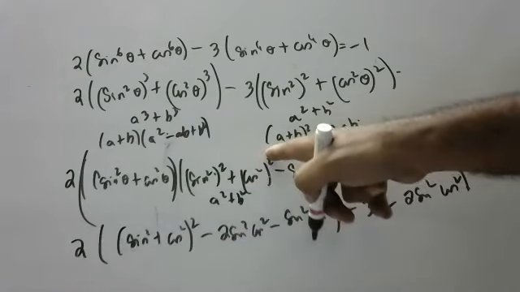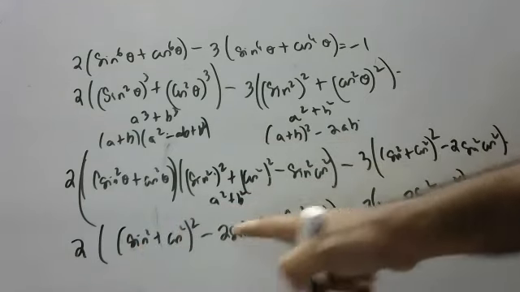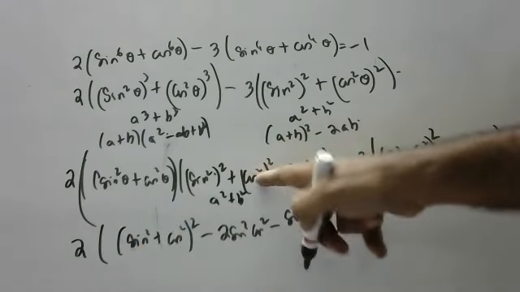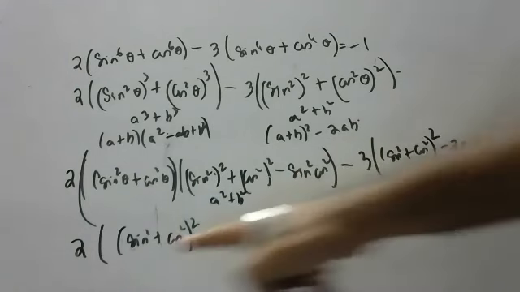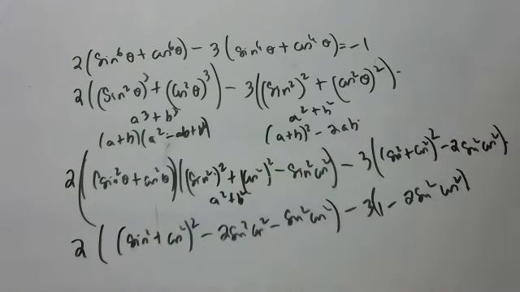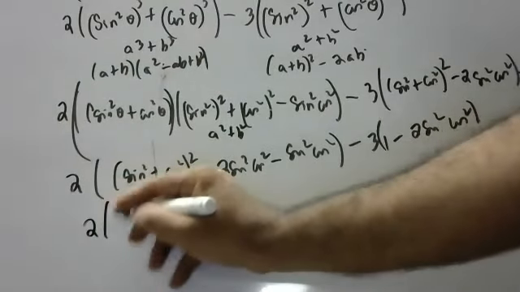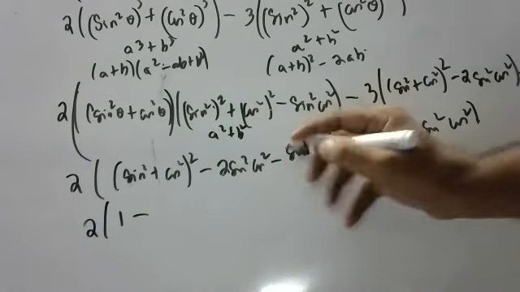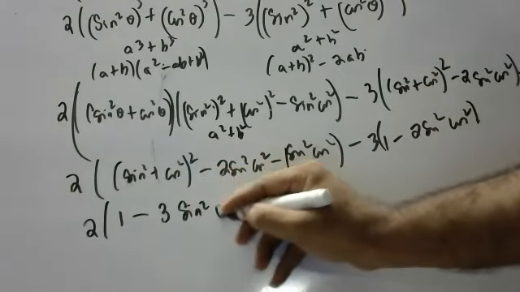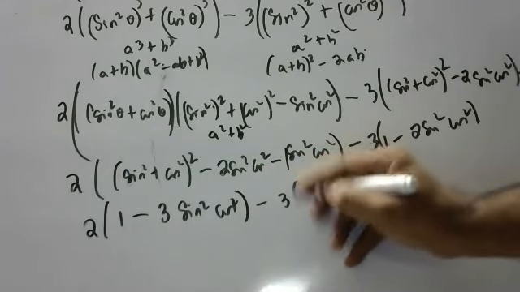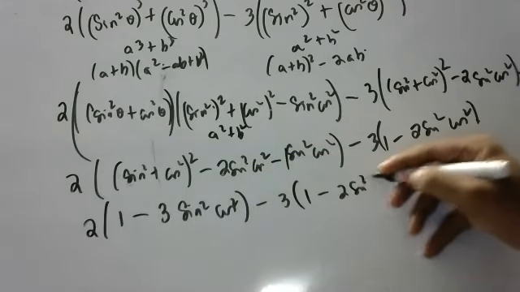A square plus B square I wrote as (A plus B) whole square minus 2AB. This as it is I wrote. This is what, children, again? Sine square plus cos square. Anyone? 1. This is 1 minus 2 minus 1, minus 3 sine square cos square, minus 3 into (1 minus 2 sine square cos square).